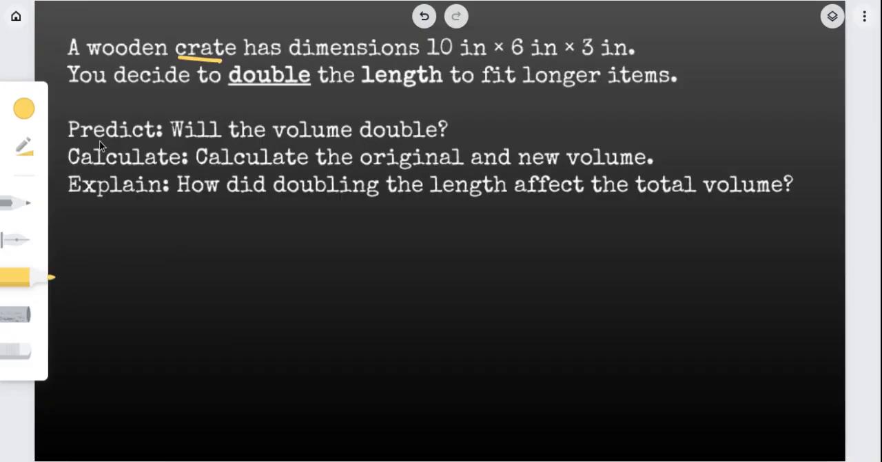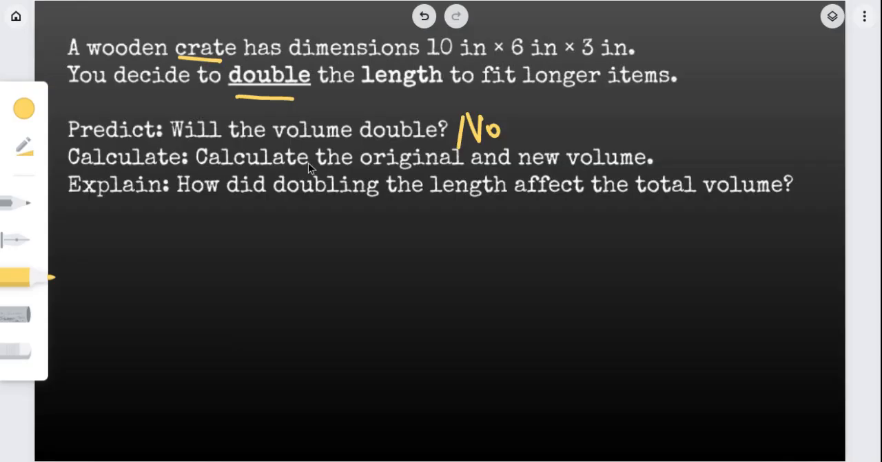Let's make sure we're paying close attention. We have several steps that we're supposed to take here. The first one is to make a prediction. Will the volume double? Well, I see that only the length is doubling and not anything about the width and height will change. So I'm going to say no, that it won't double because only one dimension is changing here.